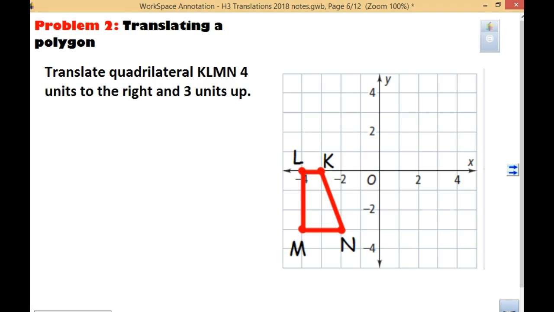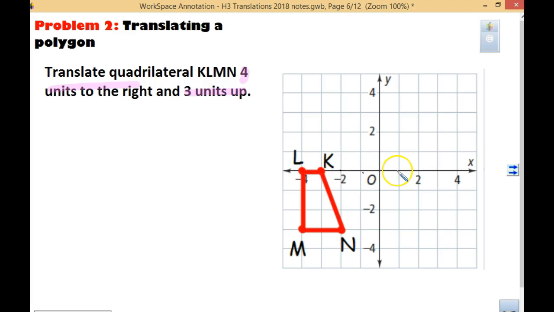So, here is the one that we are asked to translate. Sometimes your directions are going to give you in words, another time they'll give you the rule. This one tells us that we are going to go 4 to the right, 3 up. So the easiest thing to do is you don't actually have to write out the rule, you're just going to pick one of your points. So if we start at K, we have to go 4 to the right, so count over 1, 2, 3, 4. Do that right now. Just start at this one.